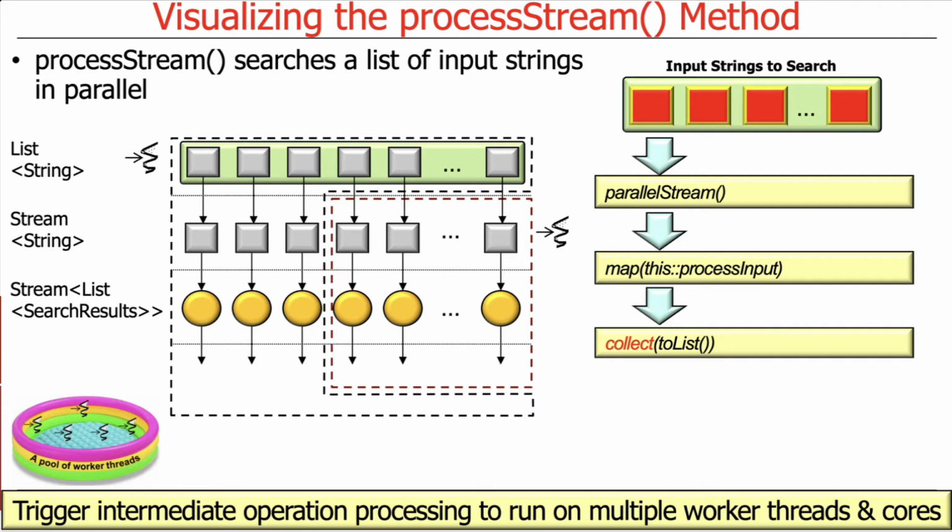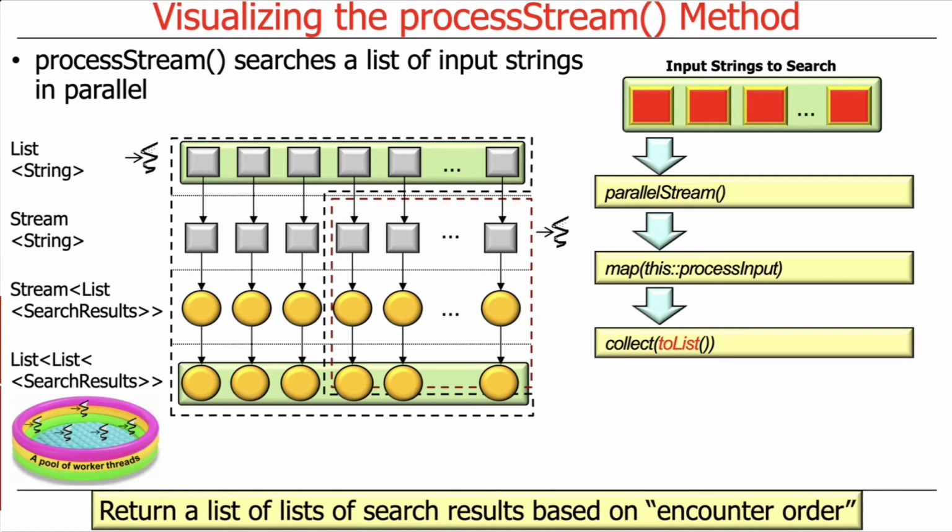Remember we talked about before how streams work by building up this linked list of nodes, and when the terminal node is hit, then the processing starts to go in earnest. And so it'll trigger the intermediate operation processing to run on the multiple worker threads and cores that are part of the common fork join pool. And then we end up with a list of lists of search results.